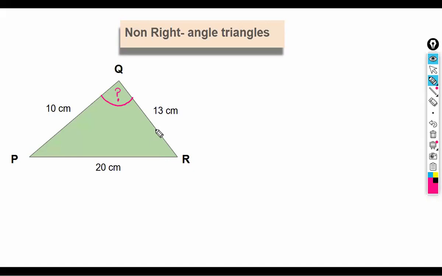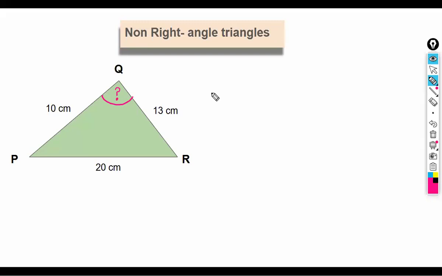Now, you realize if we find angle R, we could use the 13 and the 20. If we find angle Q, we could use the 10 and the 13. If we find angle P, we could use the 10 and the 20, right? It doesn't matter which angle we find. We're going to get the same answer. But just to make things easy in the class, I want everyone to find angle Q.